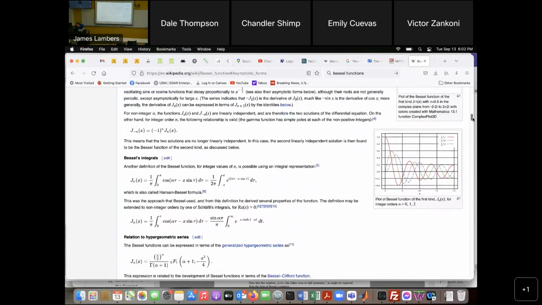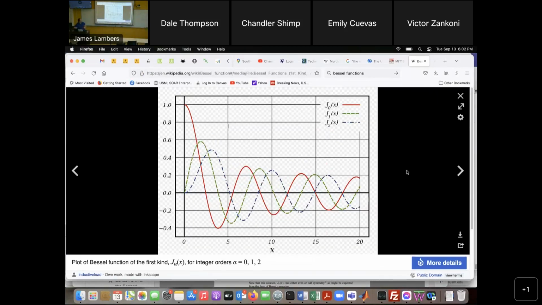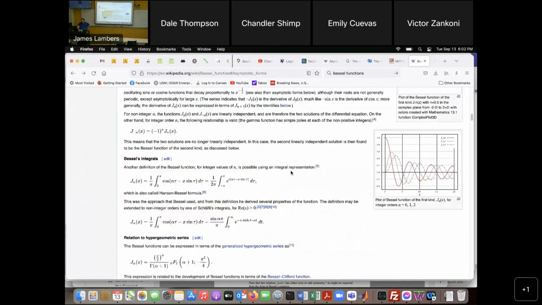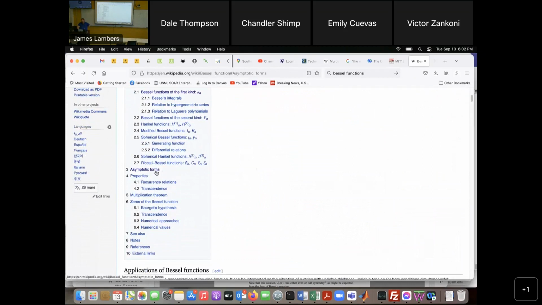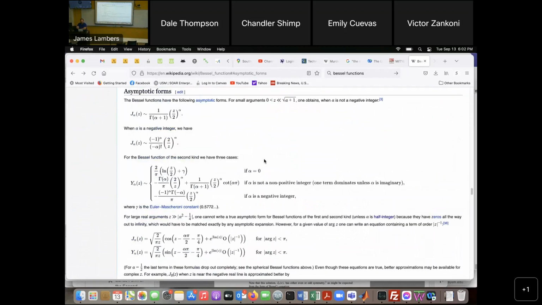Here are Bessel functions of the first kind, and so you see they get damped over time. The first one starts out at 1, then all others start at 0 when x is equal to 0. And notice that they seem to have these shifts of one another. And in fact, if I go to a section here called Asymptotic Form, this gives approximations of the Bessel functions when x is small or x is large.